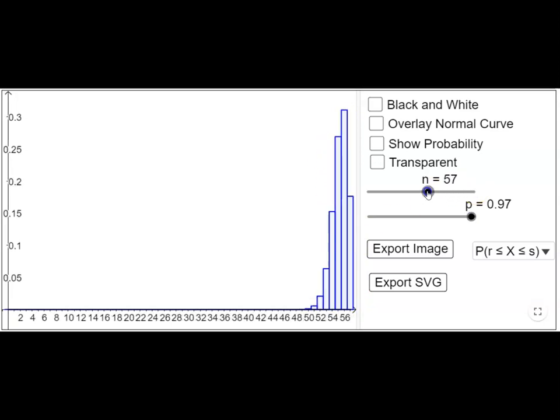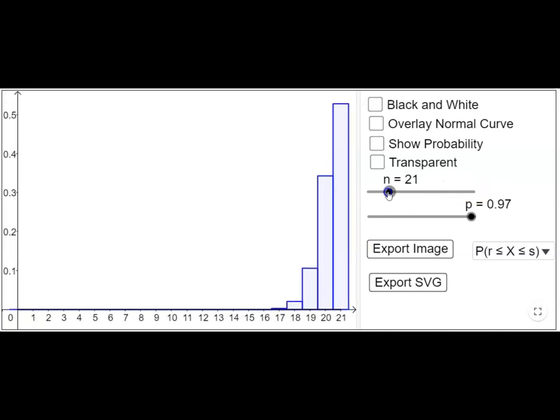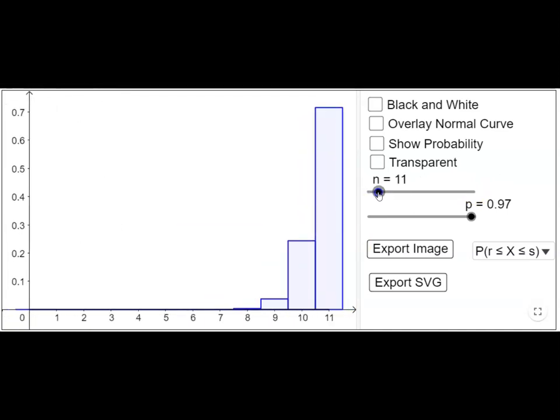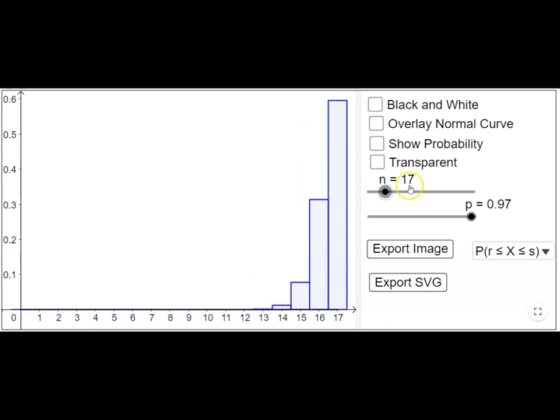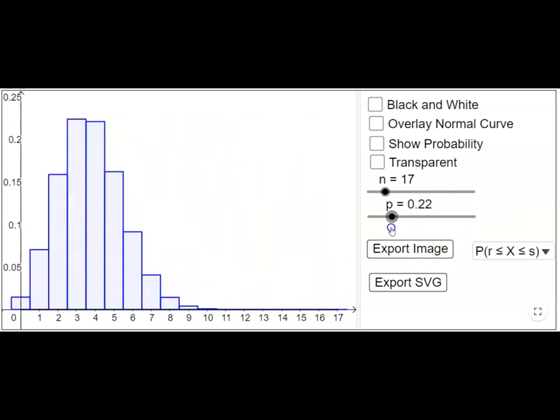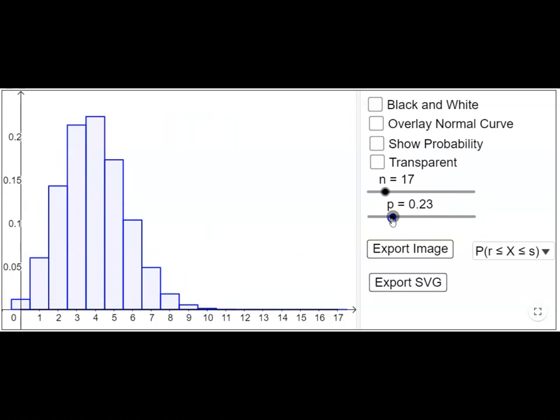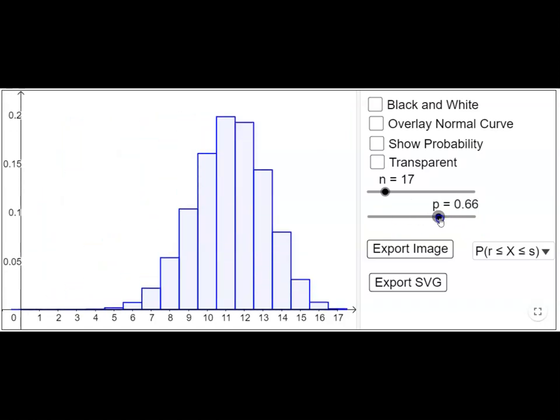If I move n around as well, so one trial. And if you look there, if I was to do 17 trials, my probability of success was 0.97. You can see that there. So I can just play about with this distribution a bit. And there you go. Now, I would spend quite a long time in lesson looking at bits and pieces.